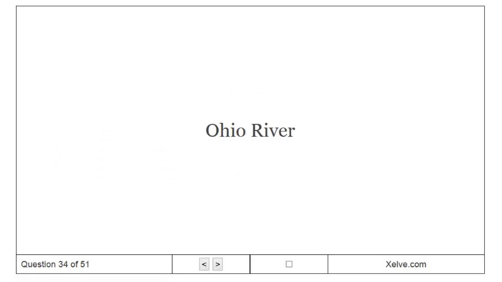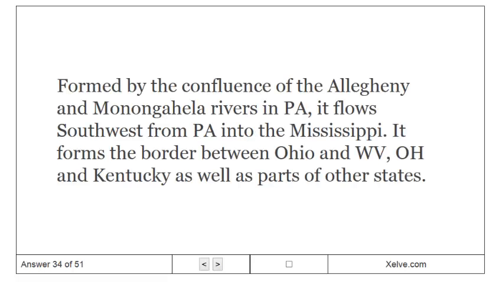Ohio River formed by the confluence of the Allegheny and Monongahela rivers in Pennsylvania. It flows southwest from Pennsylvania into the Mississippi. It forms the border between Ohio and West Virginia and Kentucky, as well as parts of other states.